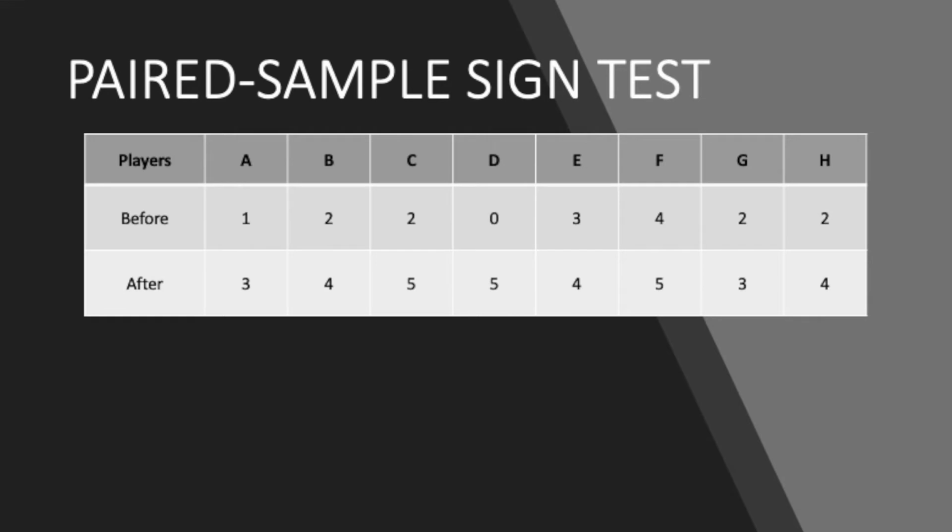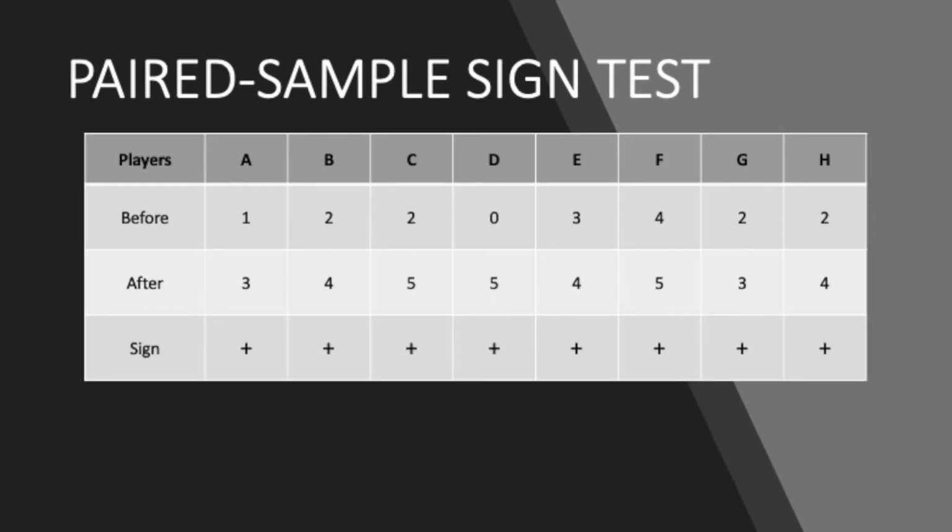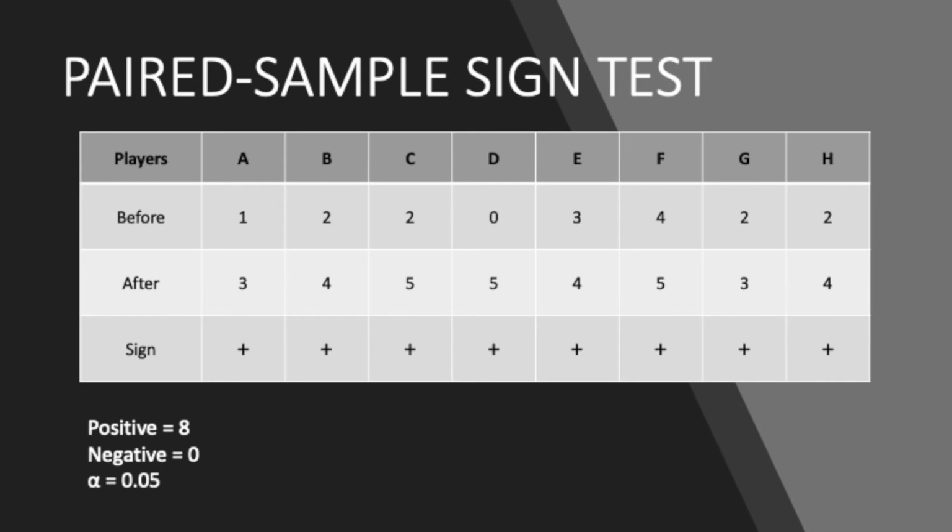Now that we have our data, we can perform a paired sample sign test. What we do for a paired sample sign test is we lay out our data from before they drank the Gatorade to after they drank the Gatorade. And if, as our hypothesis said, those numbers went up and they made more baskets after they drank the Gatorade, we'll give them a positive sign. In this case, every single one of our samples went up. More baskets were made after they drank the Gatorade. So in total, we have 8 positive signs and 0 negative signs.